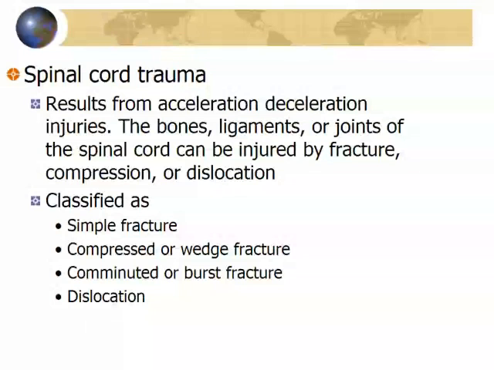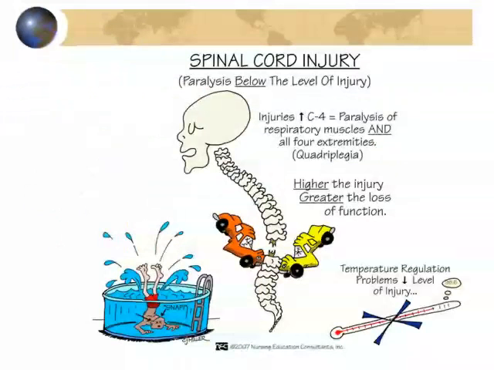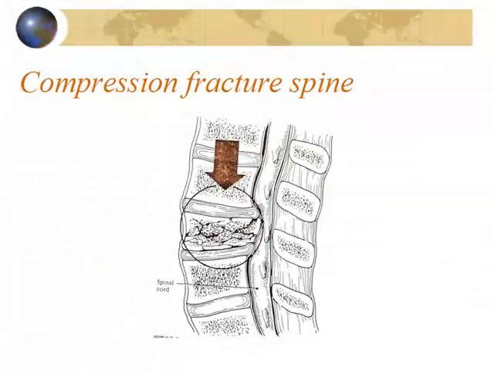Now, if the spine is flexed at the time of the injury, the vertebrae move forward and become angulated. And this is showing a spinal cord injury. Above C4, you have paralysis of your respiratory muscles and all four quadrants, so you end up quadriplegic. The higher the injury, the greater the loss of function. And so, the guy diving into the bottom left is showing axial loading, where you can snap that spinal column. Here showing a compression fracture. It's nicely circled.